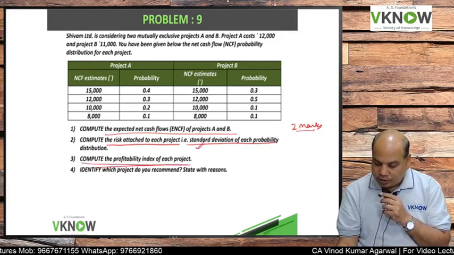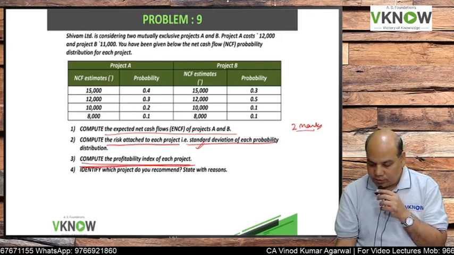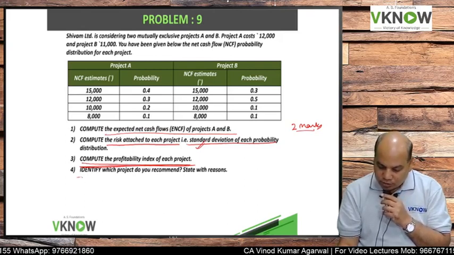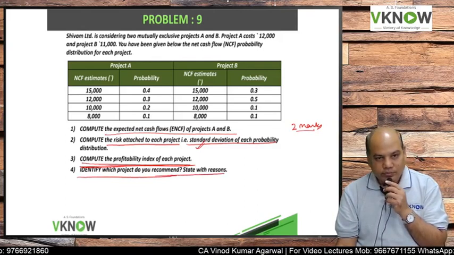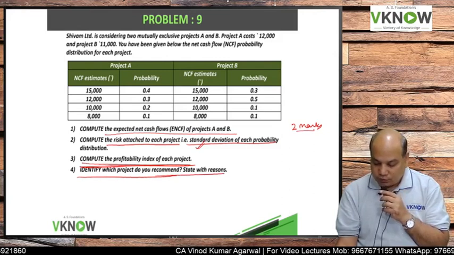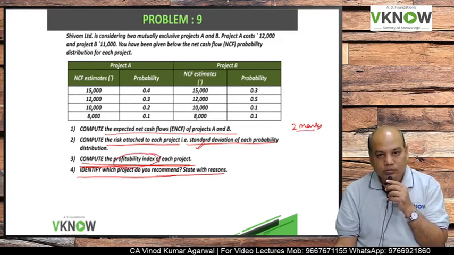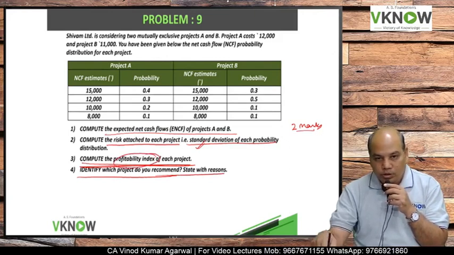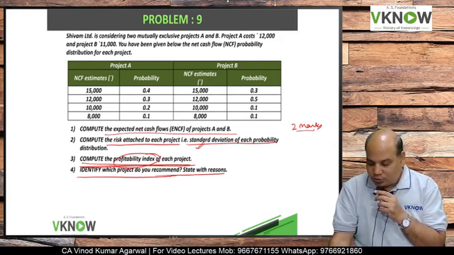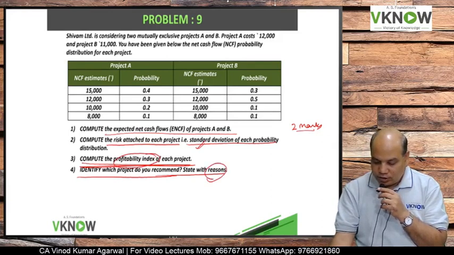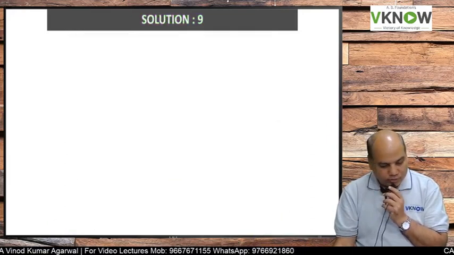Compute the profitability index of each project. Identify which project you consider, which project will you recommend. State with reason. Have you studied profitability index in an earlier chapter? Formula: PV of cash inflow upon PV of cash outflow. And which project would you recommend and why? That we will see later. So let us solve one by one.